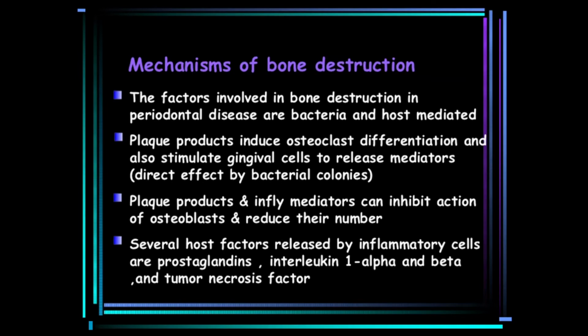Several host factors released by inflammatory cells are prostaglandin, interleukin 1 alpha and beta, and tumor necrosis factor. All these inflammatory factors will act on osteoclasts and fibroblasts, and the activation of osteoclasts and fibroblasts will lead to destruction of bone.